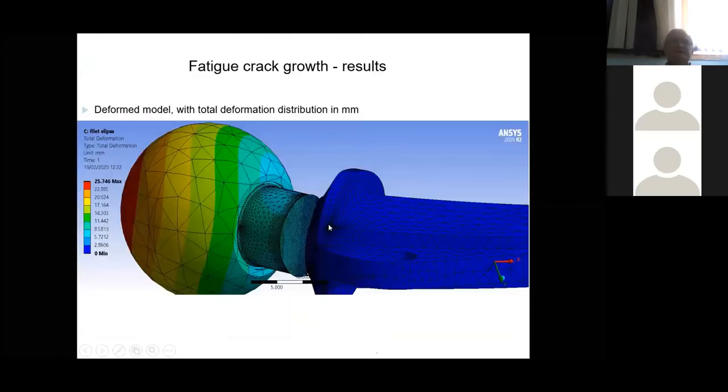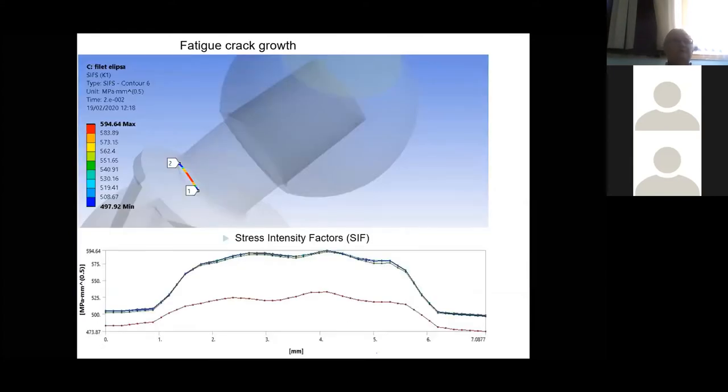Now we can see how this model behaves. It is already practically failed. You can see this large opening of the crack. You can see that displacements are as high as almost 26 millimeters. So this is already a failed component. And the more important, we can see stress intensity factors. For the initial crack, for the initial state, it is about 600 megapascal square root millimeter, and the distribution is as given here.